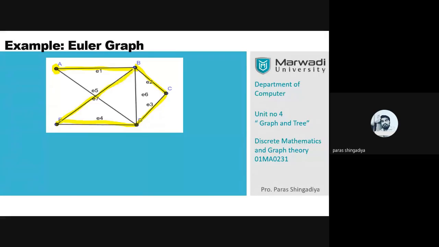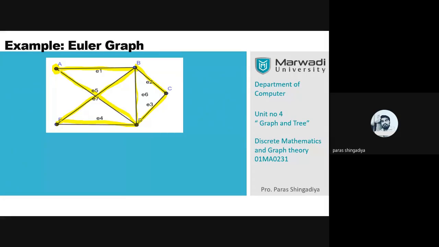Here, check that a vertex is repeated. B I already used when considering A, E1, B, E2, C, and again I reach back to B. That happens in a walk: a vertex may appear more than once, but an edge cannot appear more than once. Then I use the E6 edge to reach D. And then I use the E5 edge to reach A.